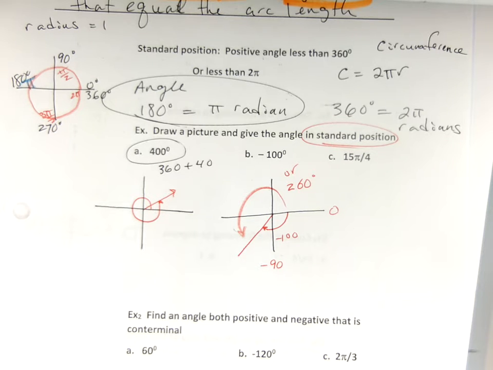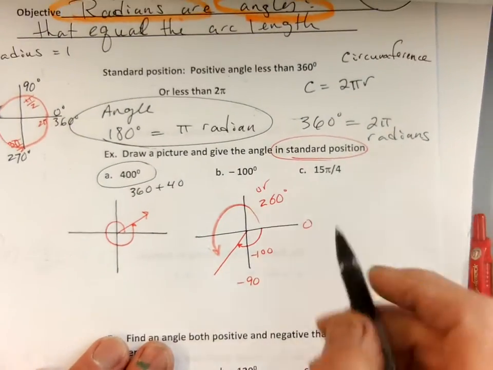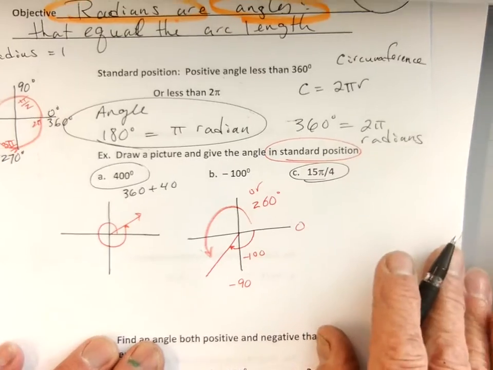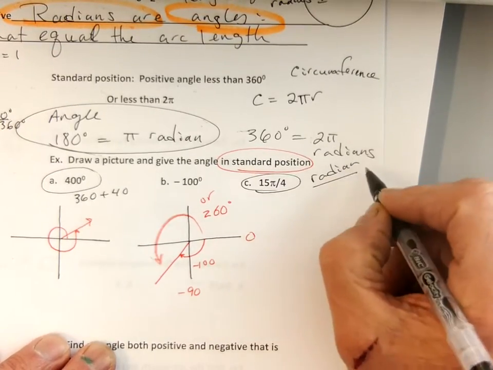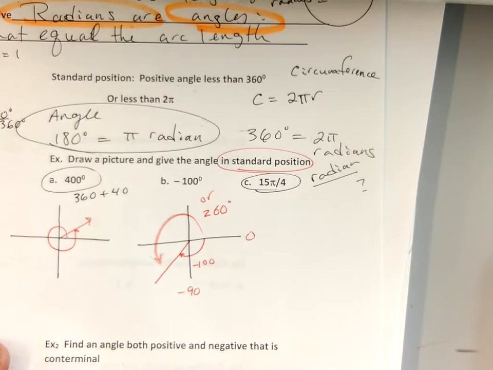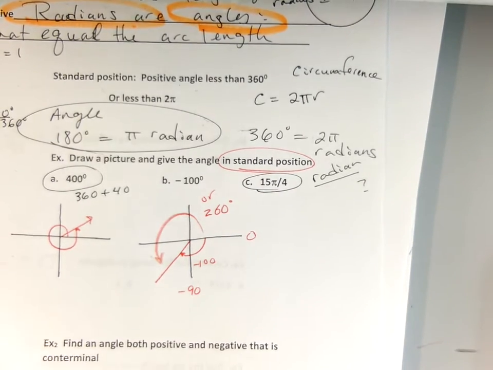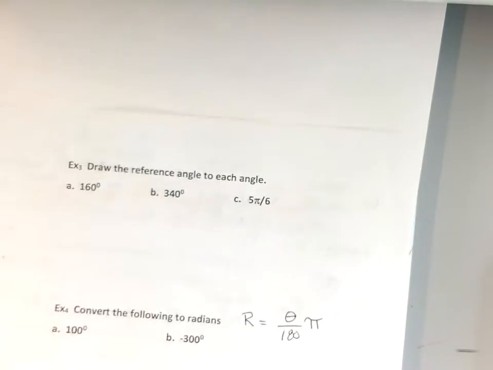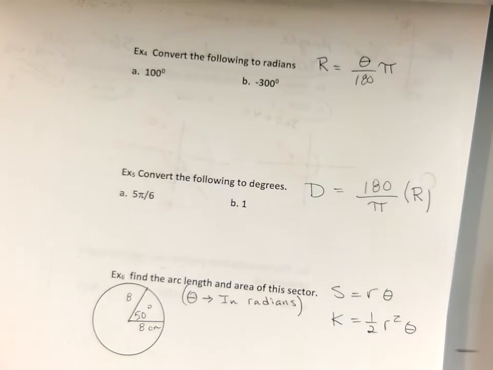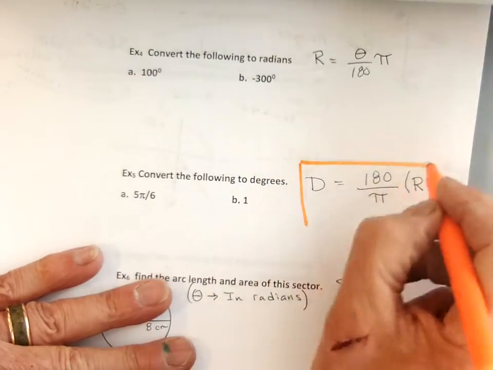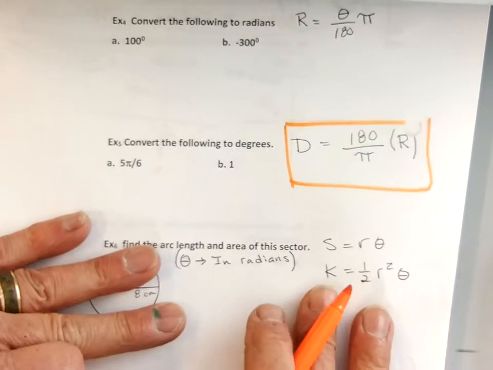Okay, so then 15 pi fourths. Wow, what the heck? That's a radian. So what the heck is that? Well, we're going to have to convert this. So if we turn the paper over to example 5, we have a formula. I'm going to circle that formula.